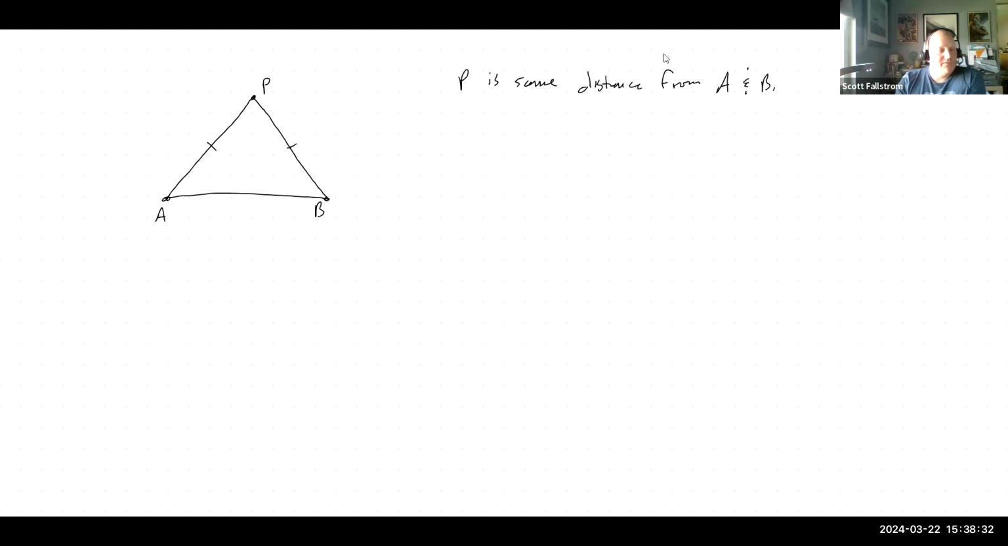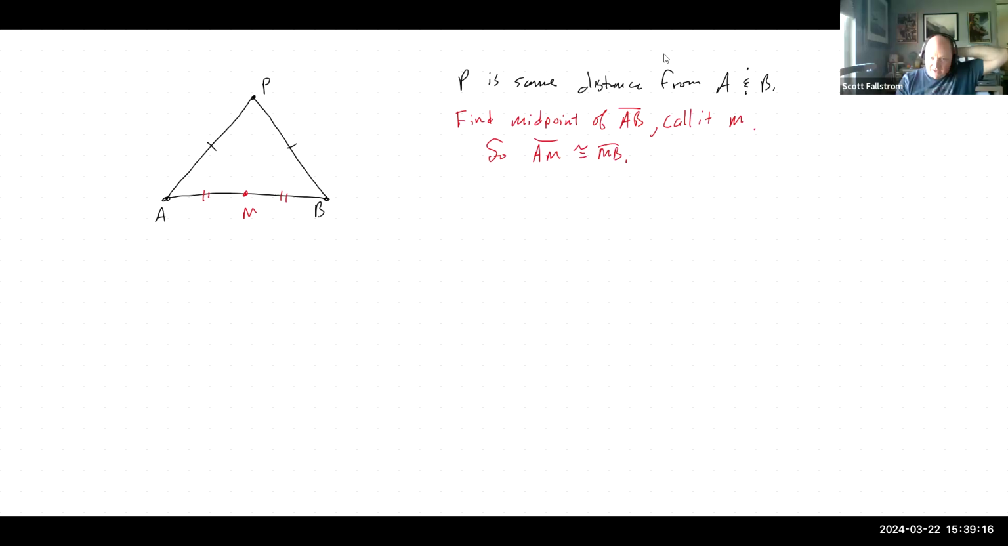Now our goal is to prove that P is on the perpendicular bisector of AB. That's what we want to show. Okay, so let's start. We can find the midpoint of AB, and we'll call it M. So wherever that is, call that M, and that means this length is the same as that length. So AM is congruent to MB. Okay, perfect.